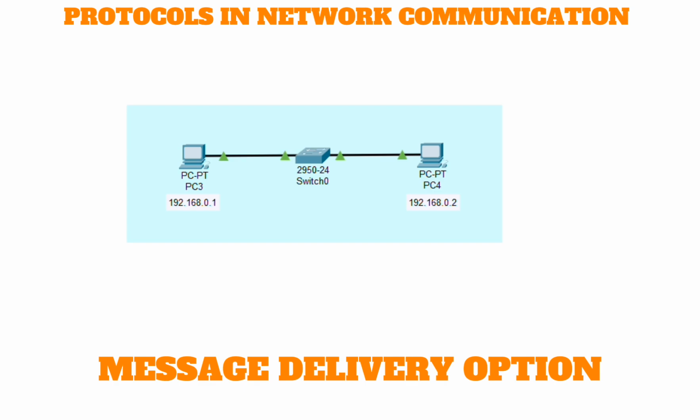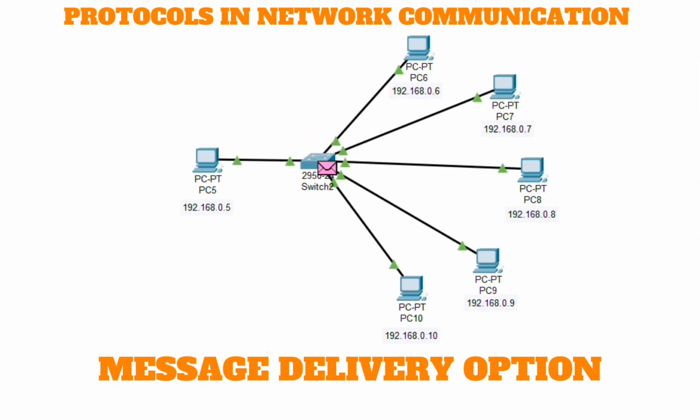Message delivery option. There are 3 types of delivery options. First is unicast. Unicast is where there is one sender and one receiver only. It is commonly referred to as one-to-one delivery. Multicast is where there is one sender and multiple receivers, commonly referred to as one-to-many delivery.